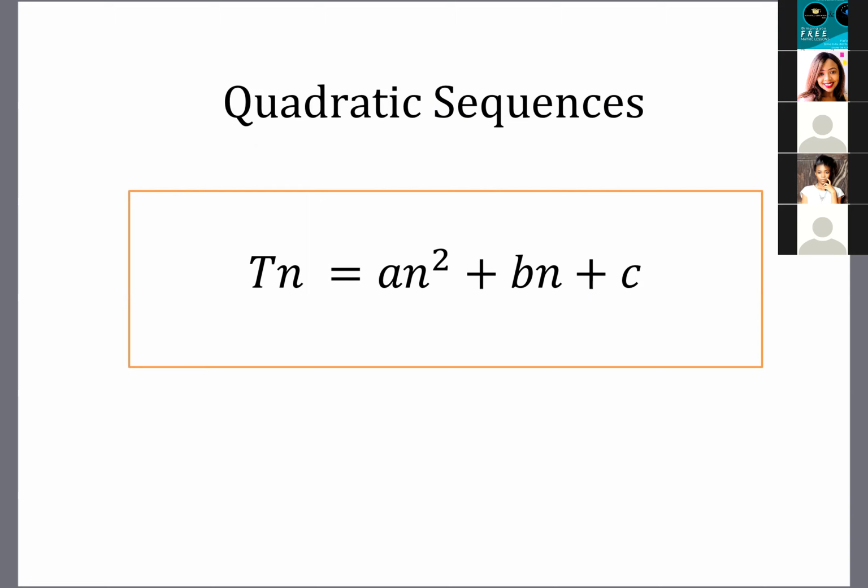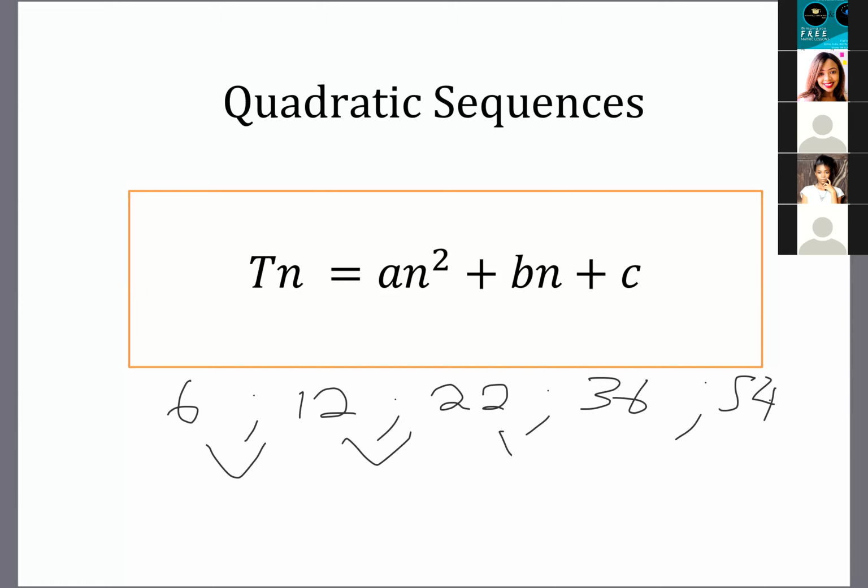Now your quadratic sequence is when you don't have a first common difference, but you have a second common difference. So it's when you have something that looks like this. When you have a 6, a 12, 22, 36, and 54. And you try find the first common difference, right?